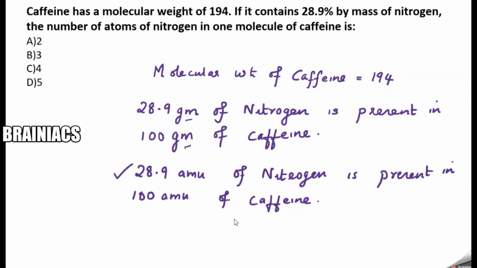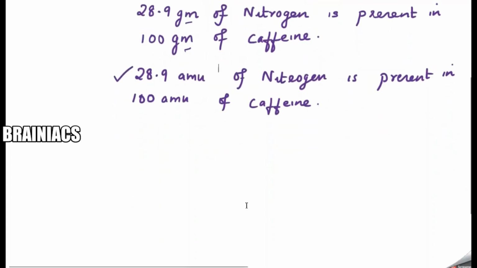The reason is we are talking about one molecule, correct? One molecule of caffeine. Whenever we speak about one molecule, we always represent it with AMU. Whenever we speak about one mole, we represent it using molecular mass in grams. So we will prefer AMU here. That means 28.9 AMU of nitrogen is present in 100 AMU of caffeine.